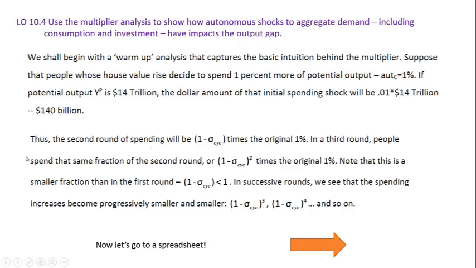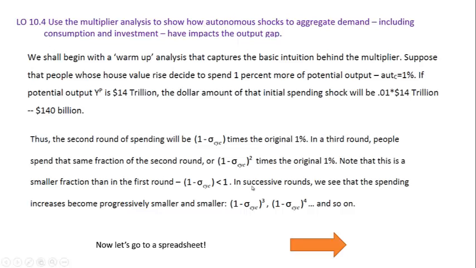Then in a third round, people will be spending 1 minus sigma sick times 1 minus sigma sick, or more compactly, (1 minus sigma sick) squared times the original 1%. Now notice that this is a smaller fraction, because if something is less than 1 and you square it, it becomes smaller.